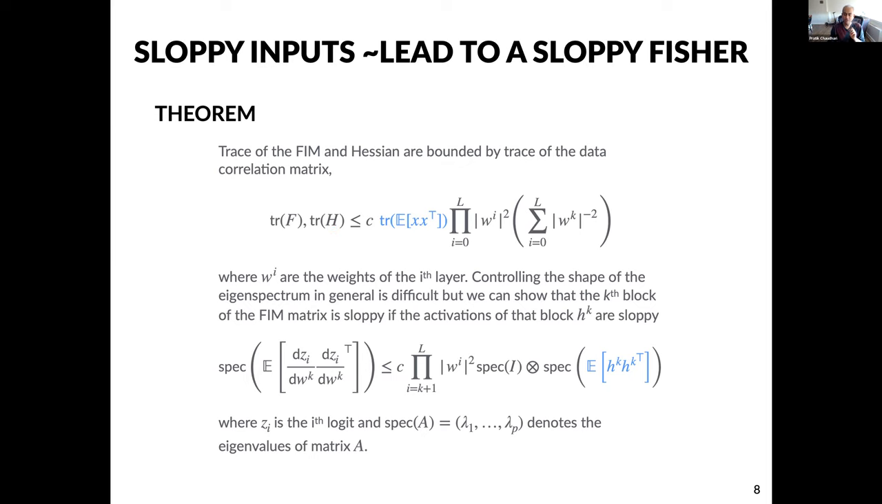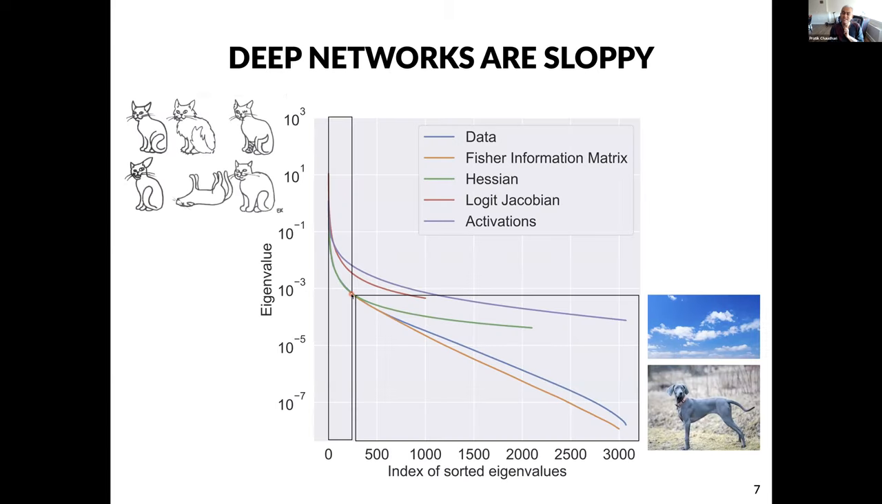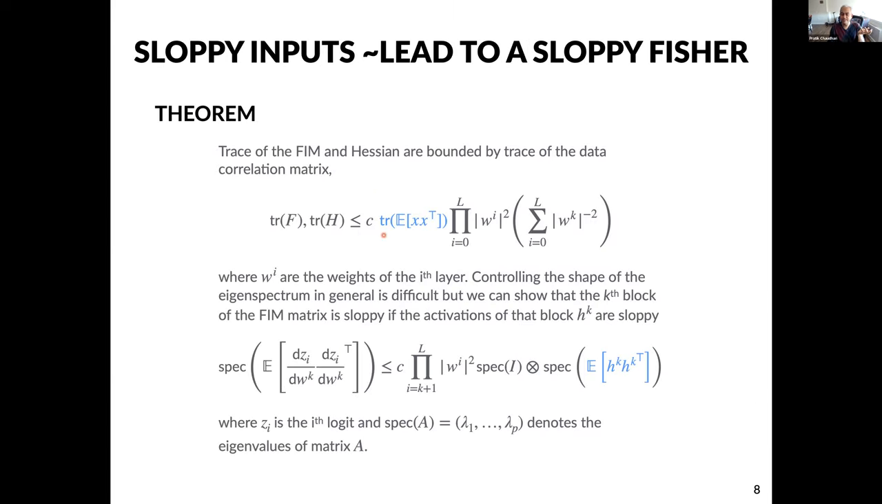Okay. So this result doesn't quite say that sloppy inputs lead to a sloppy Fisher, and it doesn't say that the eigenvalues have to decay exponentially. They do decay exponentially in experiments, but it at least tells us that we should expect them to decay.